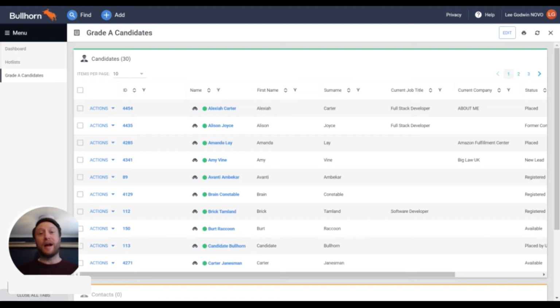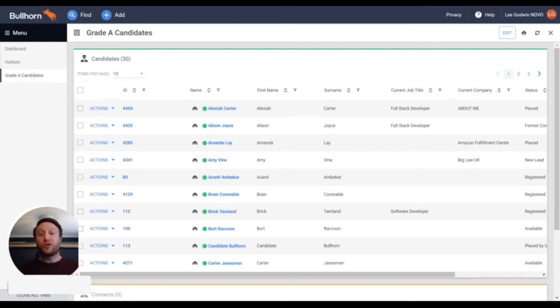How many recruiters out there work from hot lists or tear sheets, building up lists of those grade A candidates like the one I've got in front of me in Bullhorn right here, that you know will be critical to the roles you are looking to fill? We know and we see how powerful hot lists and tear sheets are to our customers, but one common challenge with this approach can be the quality of skill coding for those candidates.